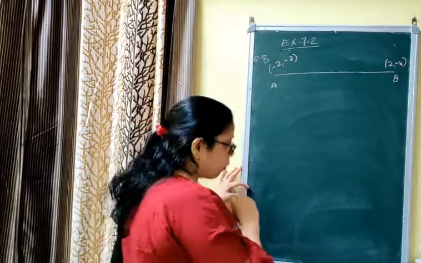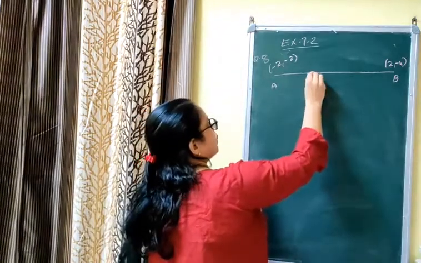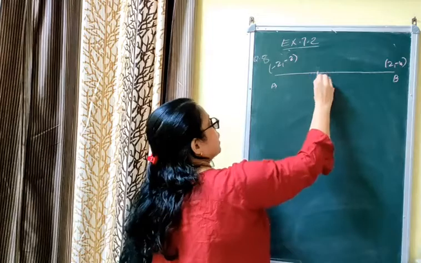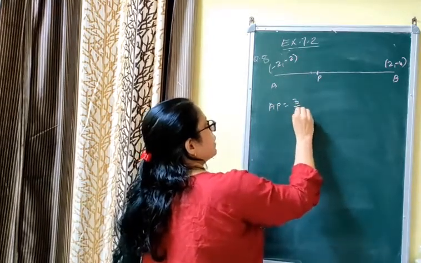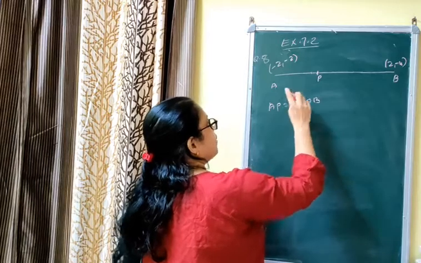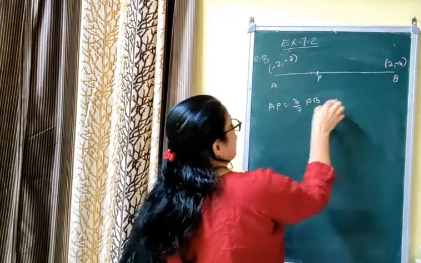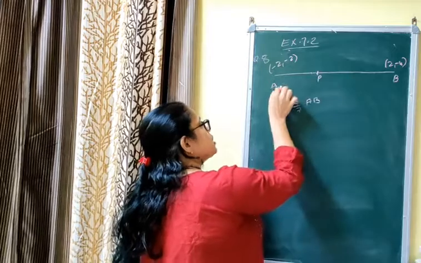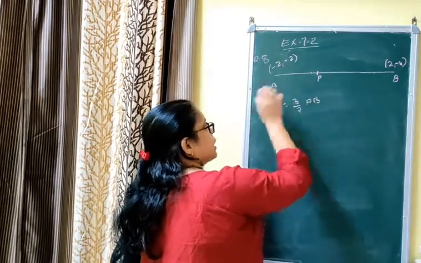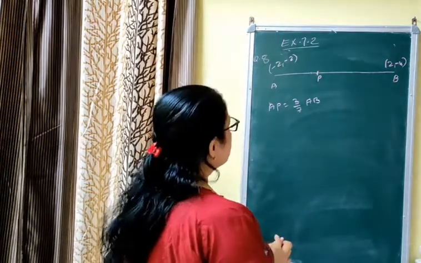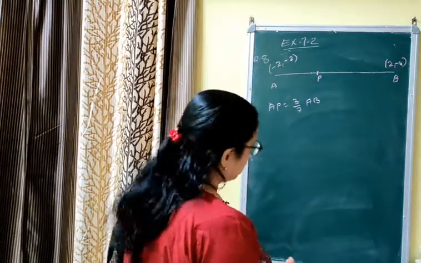You are given a point P on AB such that AP is equal to 3/7 AB. AP is the 3/7 part of AB. That means P is nearer to A. Now you have to find the coordinate of P.